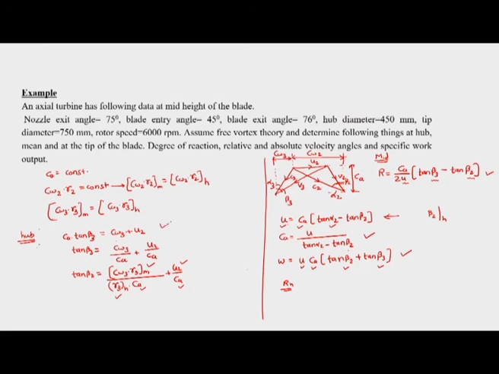Once we have found tan alpha 2 at the tip, we will find out tan beta 2 at the tip using the formula U upon CA. That will give us tan beta 2. Then we have to find out tan beta 3. Again we will use the same formula, CA tan beta 3 is equal to CW3 plus U2. So everything would be repeated for the tip. This is how we can solve an example in case of an axial turbine.